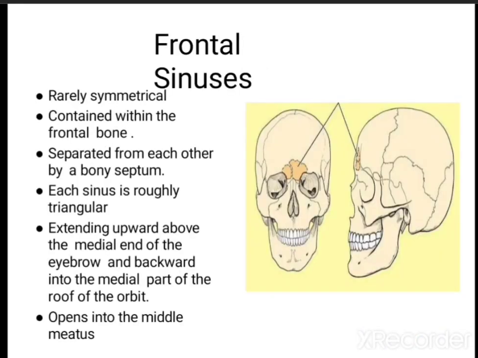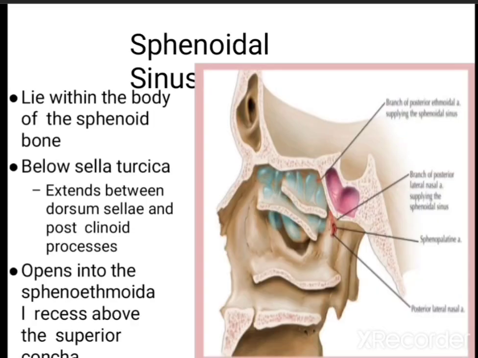Then the frontal sinus. It is rarely symmetrical, contained within the frontal bone. The sinuses are separated from each other by a bony septum, and each sinus is roughly triangular. It extends upward above the medial end of the eyebrow and backward to the medial part of the roof of the orbit. It opens into the middle meatus.